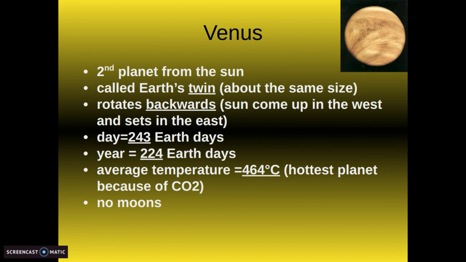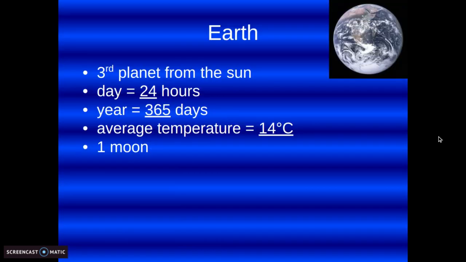Venus does rotate backwards, so the sun comes up in the west and sets in the east. A day on Venus, the amount of time it takes to rotate on its axis, is longer than the amount of time it takes Venus to revolve around the sun. So 243 Earth days equal 1 day on Venus, and 224 Earth days equal 1 year on Venus. Venus also has no moons. So the key thing here is that a day is longer on Venus than a year is on Venus.